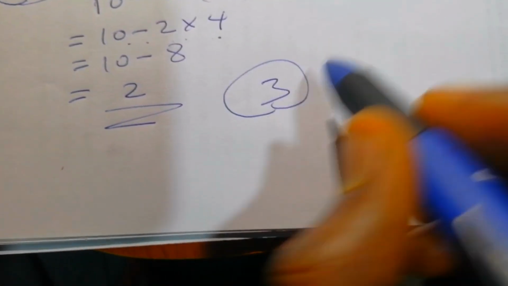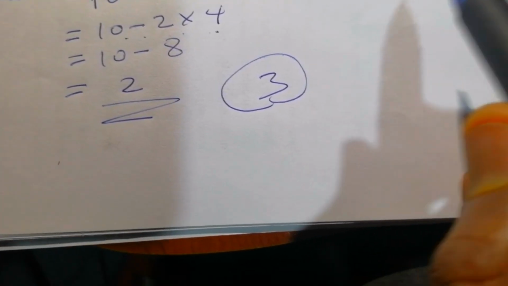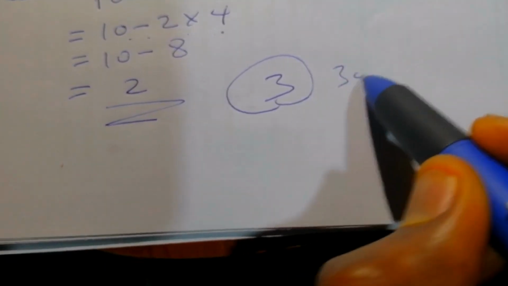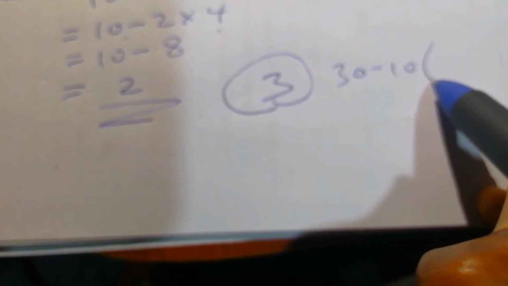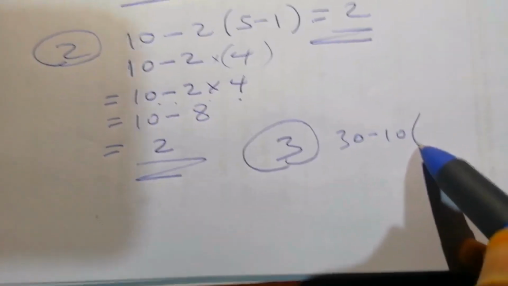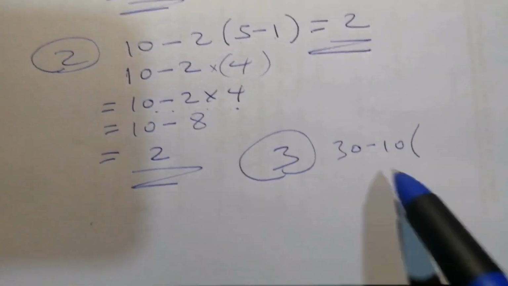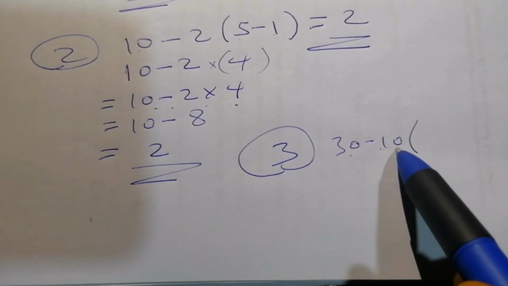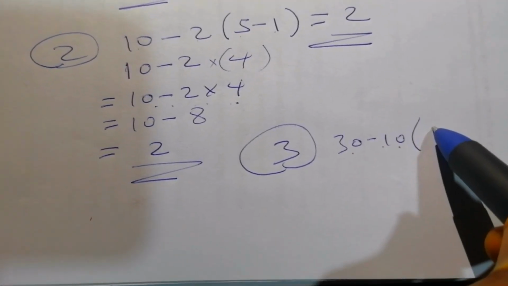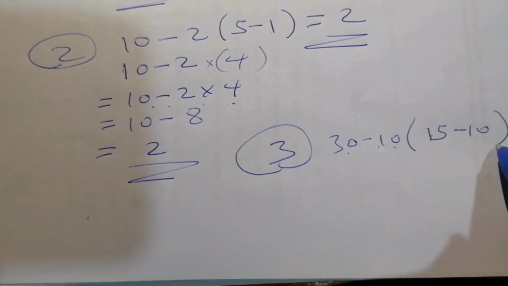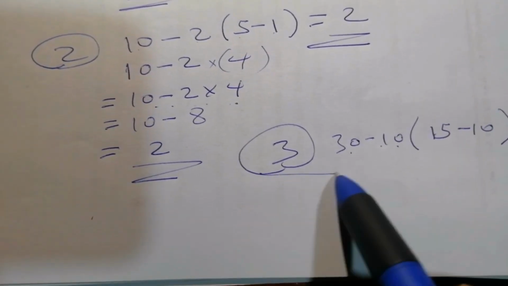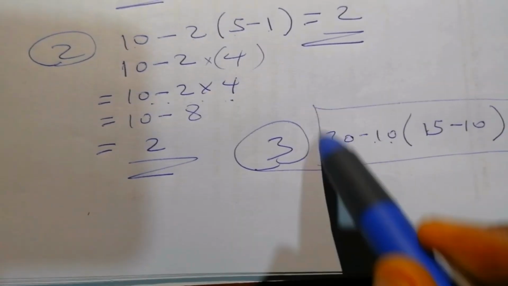Question number 3: 30 minus 10 in bracket 15 minus 10. Here you have to try. It is homework.